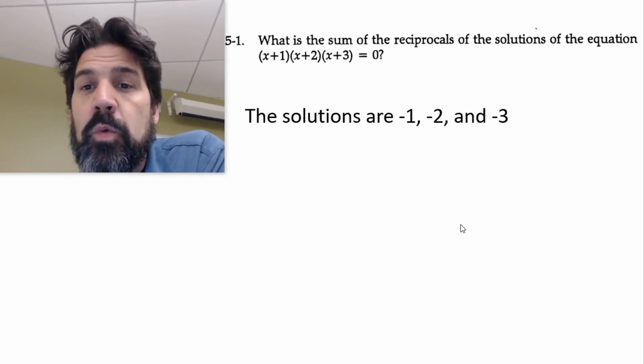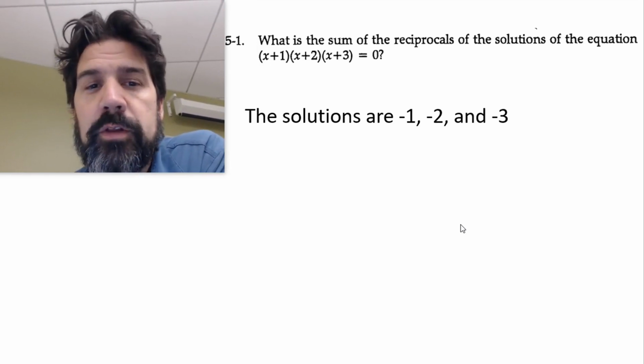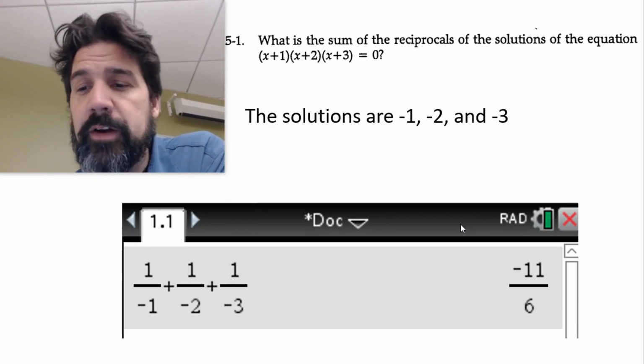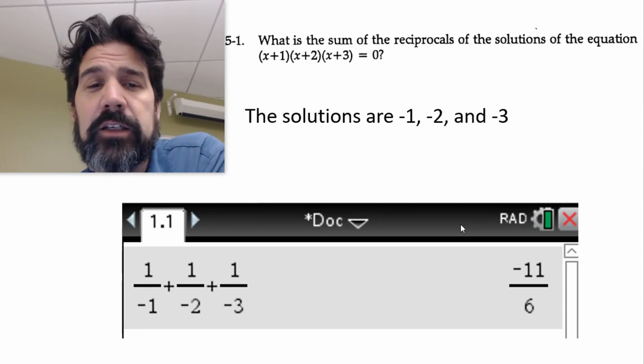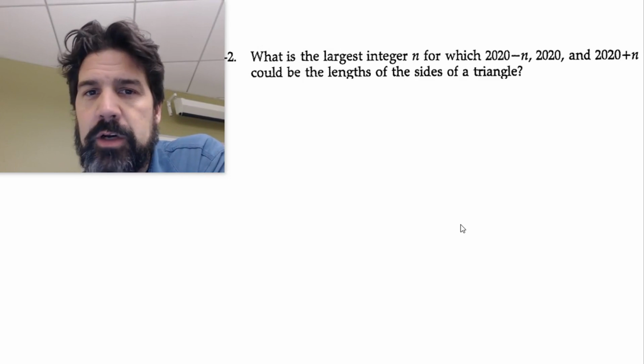Now, we want the sum, which means add up the reciprocals. The reciprocals is 1 over those values. Plug that in your calculator, and there it is. 1 over negative 1 plus 1 over negative 2 plus 1 over negative 3 is negative 11 over 6. Boom. First one, done.